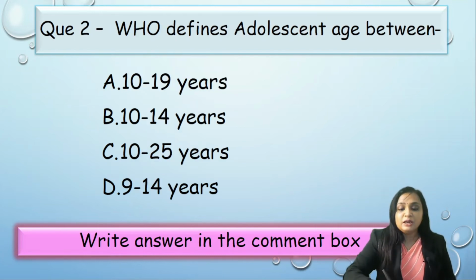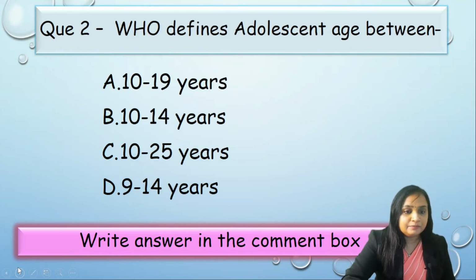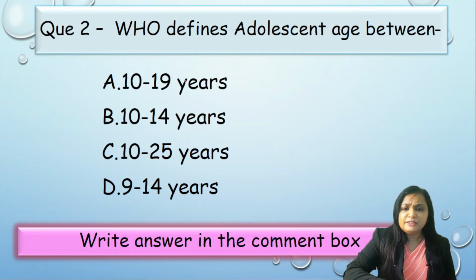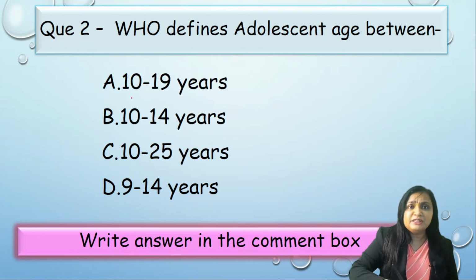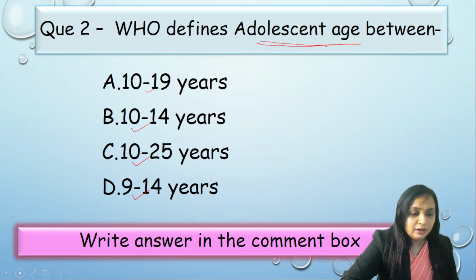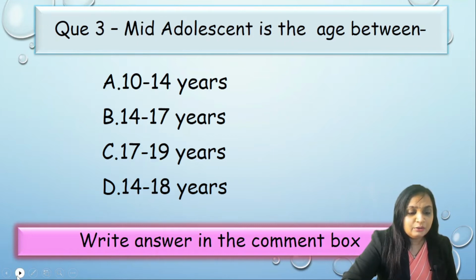Question number 2: WHO defines adolescent age between the age of A, 10 to 19, B, 10 to 14, C, 10 to 25, D, 9 to 14. It is a common adolescent age. It is not a mid-adolescent age. Do not get confused, read the question carefully.